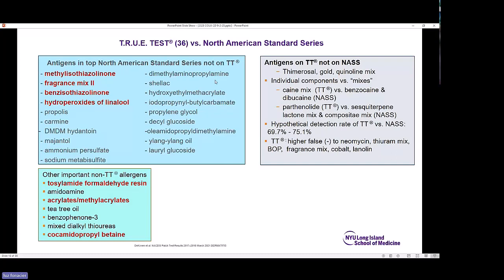And the TRUE test has a higher false negative rate to neomycin, thimerosal, balsam of Peru, fragrance, gold, and lanolin. So I think the TRUE test is a good way of doing a screening on patients you suspect to have a contact dermatitis. But if it doesn't give you relevant positive allergens, you might consider doing an expanded series.